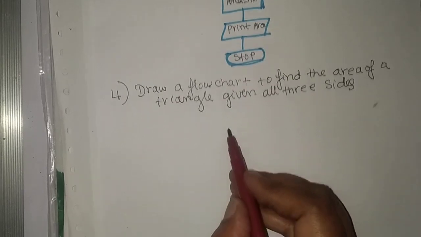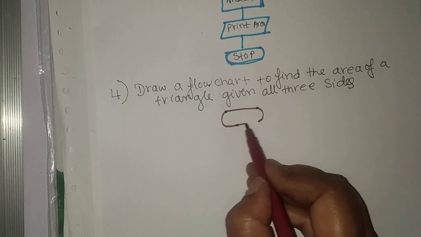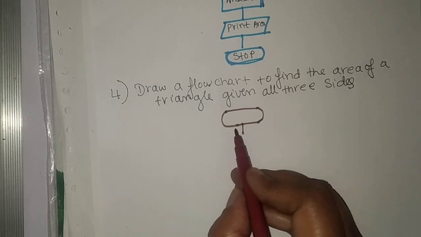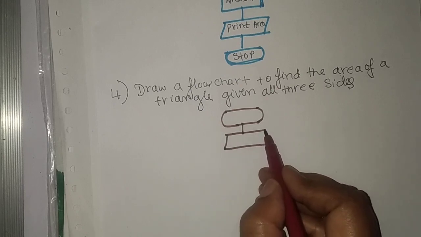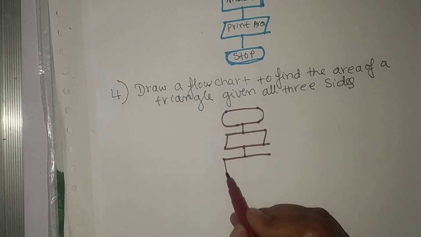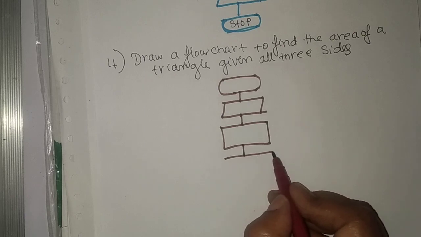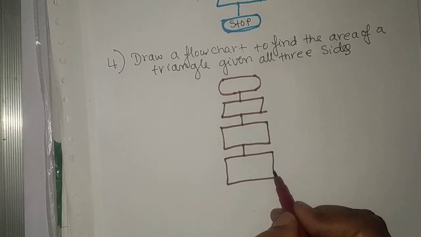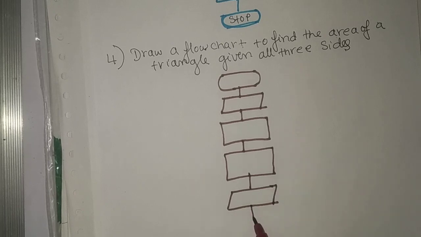So we'll start the flowchart. So this is start. Next is read A, B, C, since it's the area of the triangle, so we have to read A, B, C. Then calculate S, then calculate area. Then print area. Then stop.